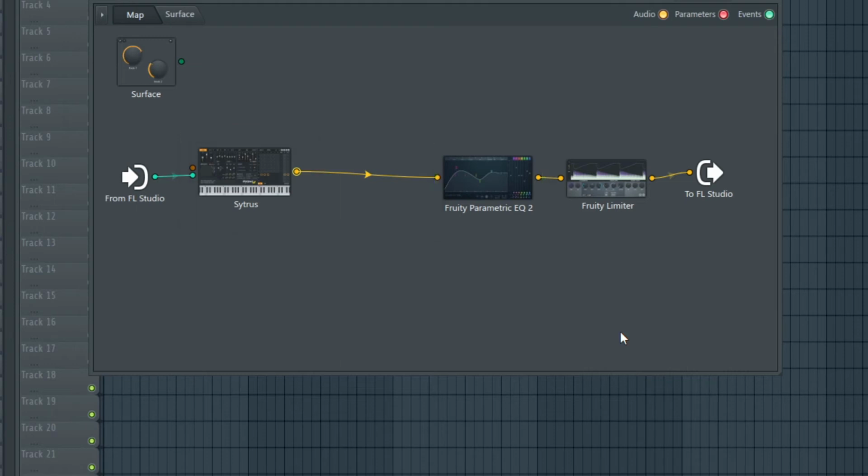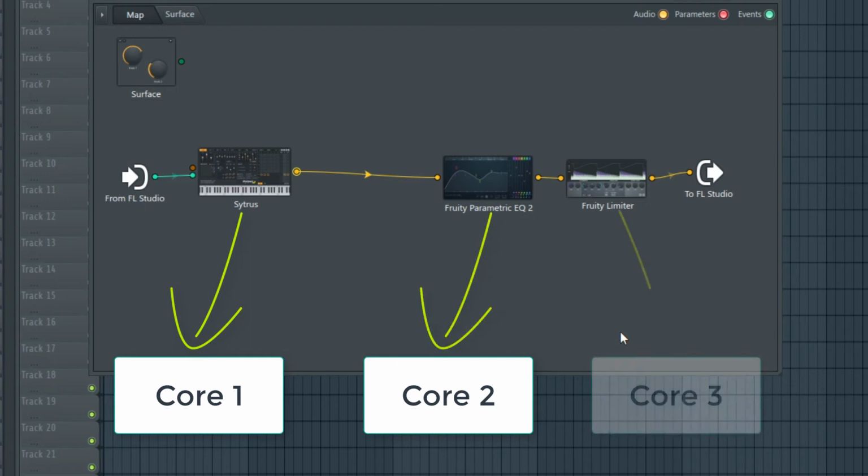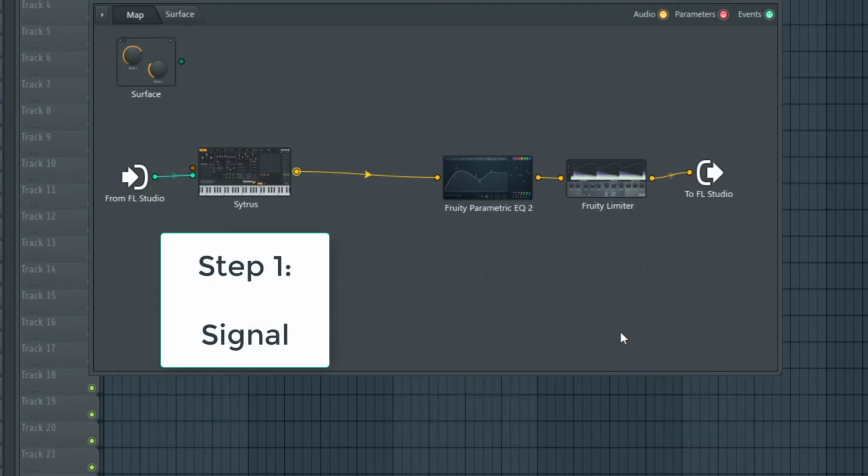If I would force the program anyway to spread the processing onto multiple cores, it would have to act like this. The generator is calculated on core number 1. The EQ by core 2 and the compressor on core 3. The single components are split onto multiple cores. The generator on core 1 creates the signal. This is step 1. So far so good, everything is fine.